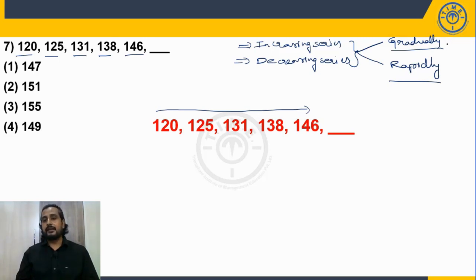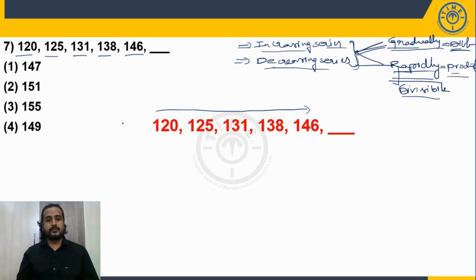If it is increasing gradually, we will apply the difference logic. If it is increasing rapidly, we will apply the product logic. Whether increasing or decreasing gradually, we will go with the difference logic. But if it is decreasing rapidly, we will go with the divisibility logic. So increasing or decreasing gradually, difference only. Increasing rapidly, product. Decreasing rapidly, divisibility logic.